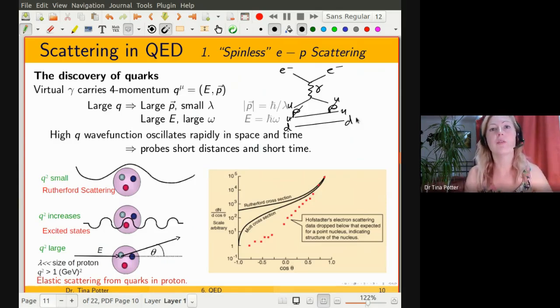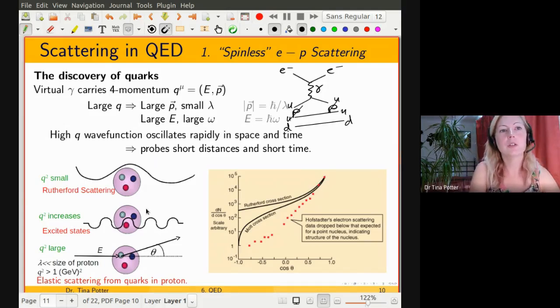It'll start to have a small enough wavelength, essentially, to probe this kind of structure. Then you'll have scattering instead of off of the composite particle, the proton, off of the constituents, off of the quarks. And this is what happened in Hofstadter's experiment when he did very high energy electron scattering. The rate of scattering actually dropped below that of Rutherford scattering.